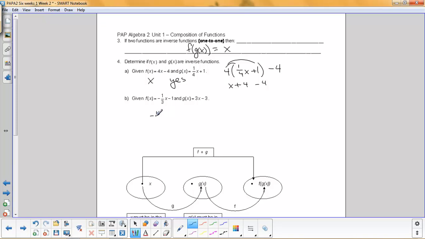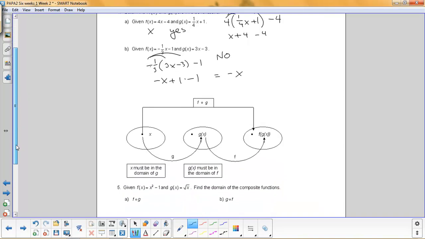In this one, negative 1/3 x minus, negative 1/3, substitute g into that x value, times 3x minus 3 minus 1. The distributive property tells me that this will become negative x plus 3. Oh, my fault. Plus 1 minus 1. These cancel out. What's left is negative x. Negative x is not x, so the answer is no.